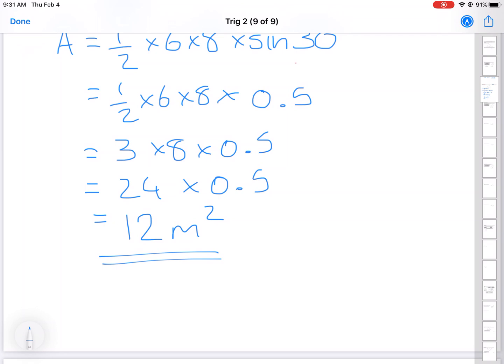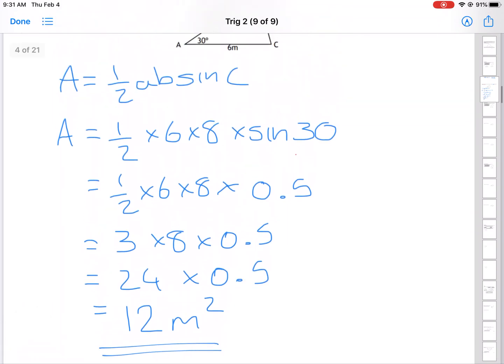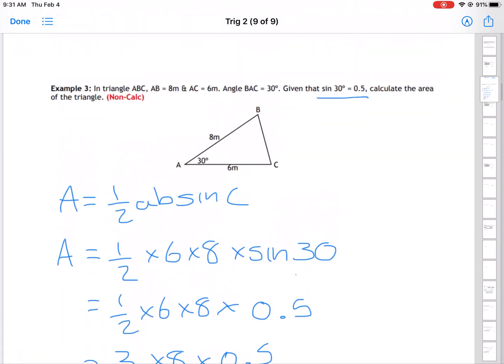Okay, now as before with the volume questions and the arcs and sector questions, if you are given this in a non-calculator paper, you'll be given numbers that work out. You'll be given sine of your angle that you have to use, and you'll be given easy numbers that you can divide as well.